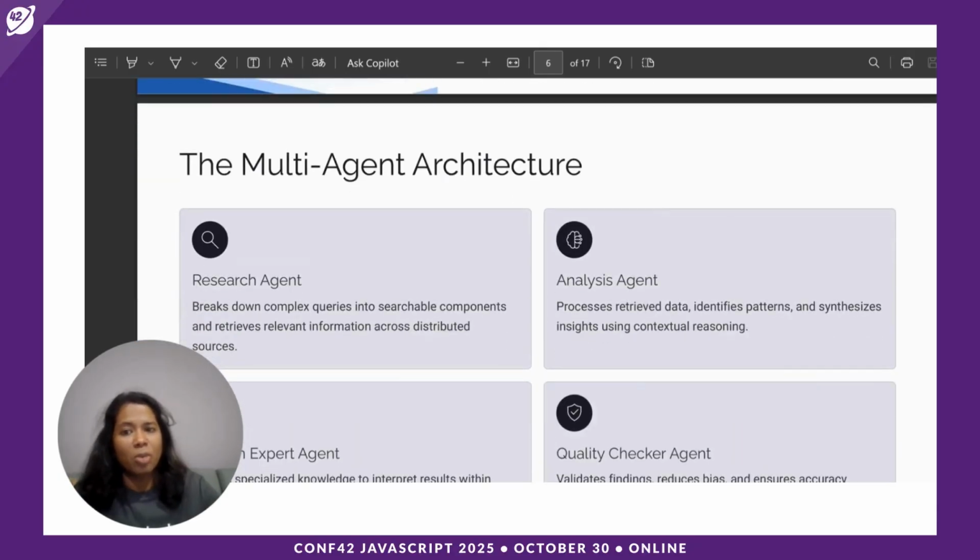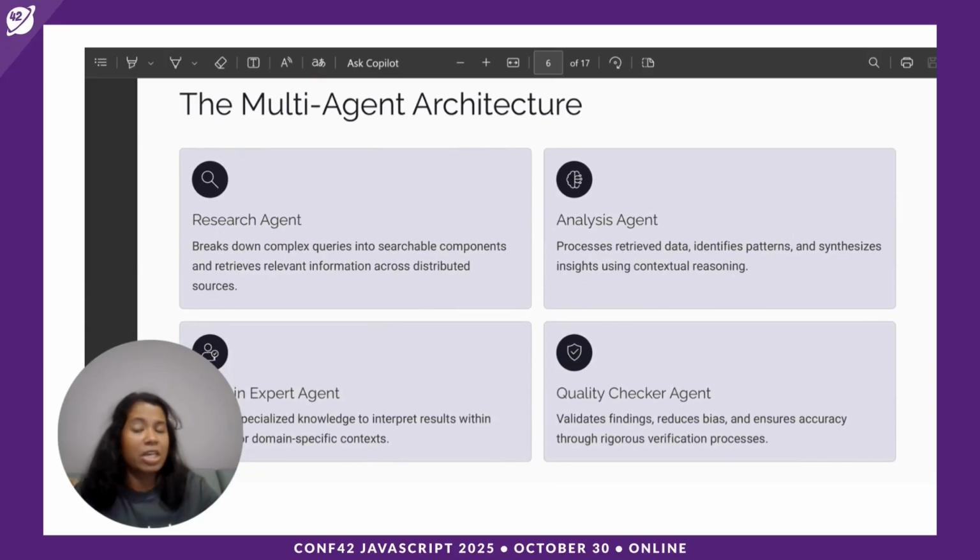So now let's talk about the multi-agent architecture. We can use the same example in this case to understand the architecture. Agentic search systems implement collaborative intelligence through specialized agent roles, each optimized for specific analytical functions. Research agents decompose complex queries into structured search components and retrieve relevant information across distributed data systems, including structured databases and unstructured documents or even external databases.